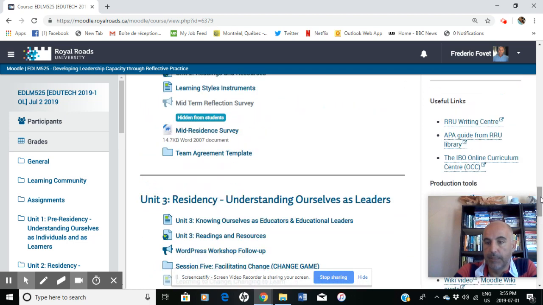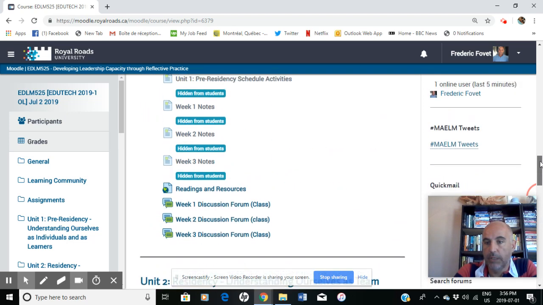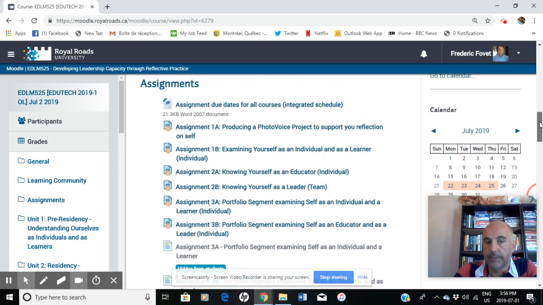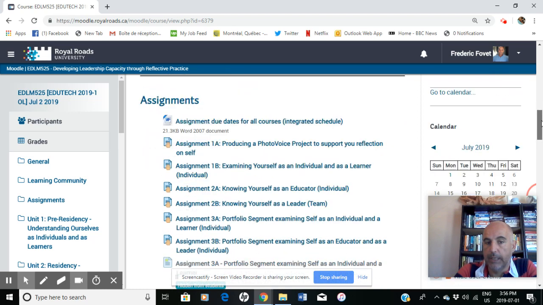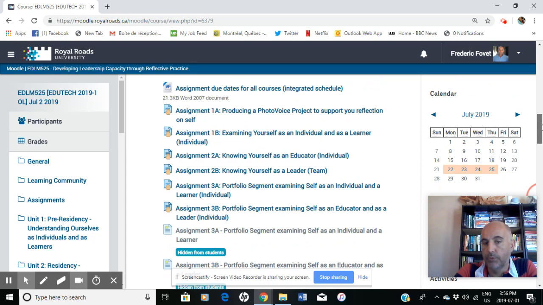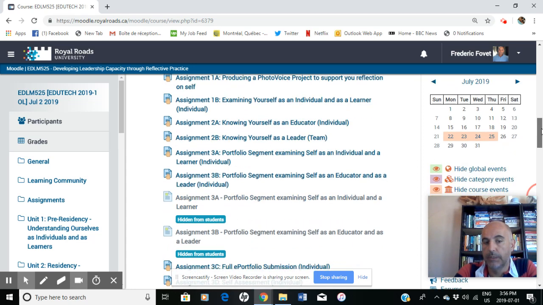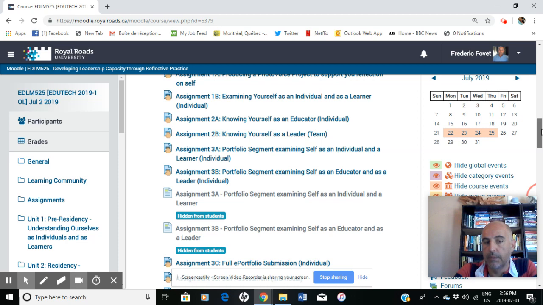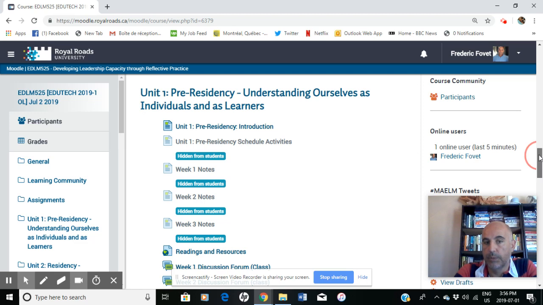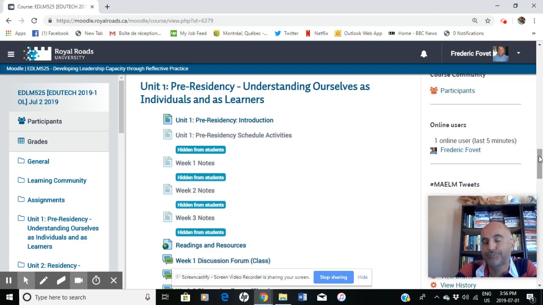In terms of assignment structure, it is slightly complex in this course because it has evolved through time and makes sense to us, but I want to highlight different parts so that you understand how they go. You can go through all of the assignment structures that are there, but I will also give you an overview of how they fit organically and linearly into each unit. So during the first unit, you are looking at self as an individual and as a learner, and you have 3 things to produce.